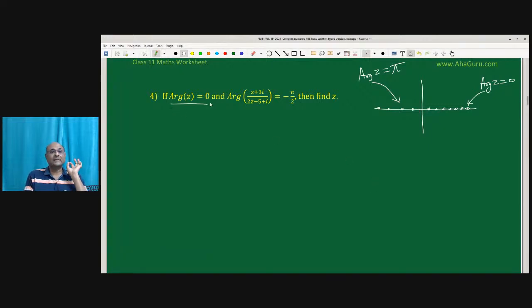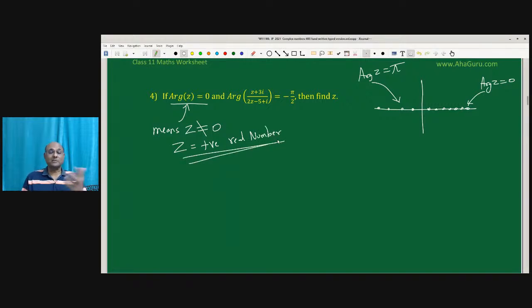If argument of Z is 0, this means Z is not equal to 0. First, it cannot be 0, then you don't have argument. And secondly, Z has to be a positive real number. Not just real number, positive real number. Now you know the rest of it.